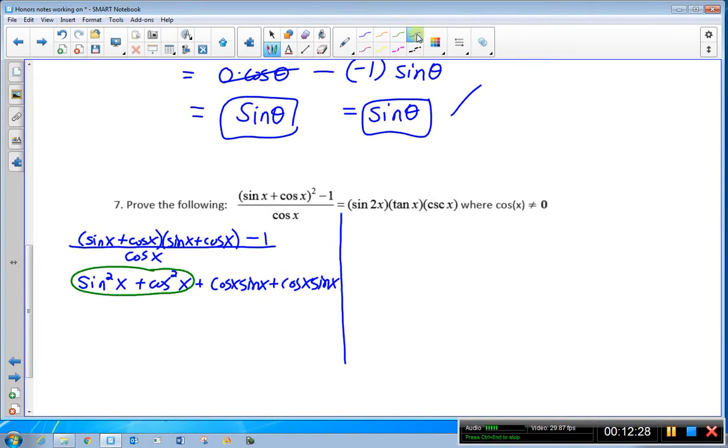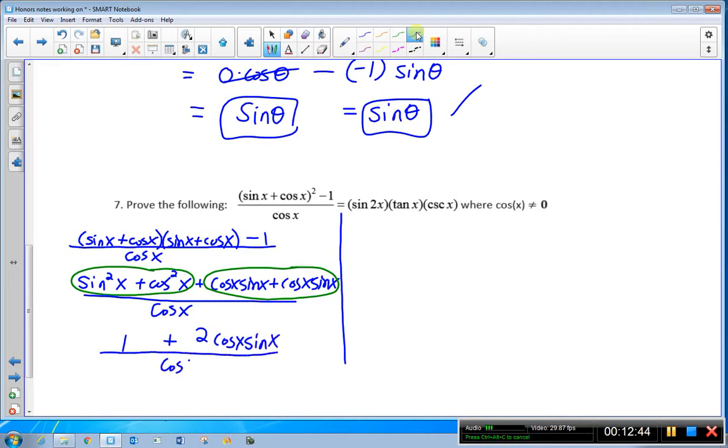And the second part has its own unique thing, that's 2 of those. So, and this is all divided by cos x. My numerator now, though, turns into 1 plus 2 cos x sine x. And that's all over cos x. So let's see if we can, oh, you know what? I forgot the minus 1. Okay, so I need to put the minus 1 on the end here.